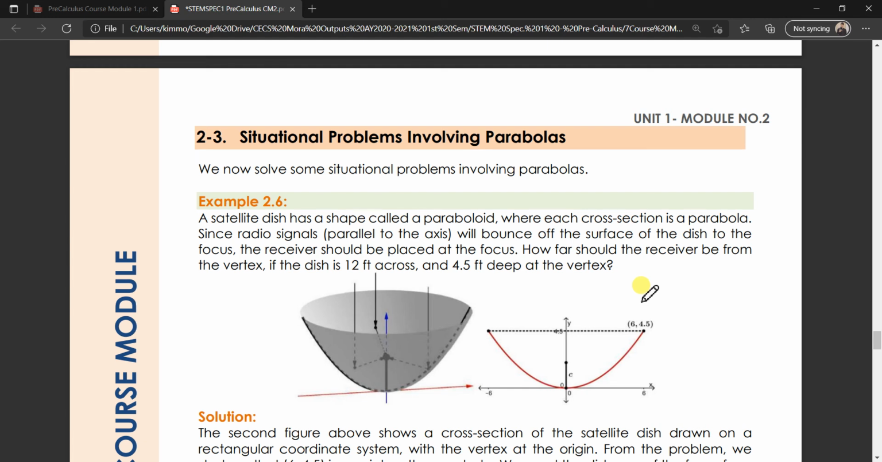Good day and welcome to the part 3 video discussion of module 2, the parabolas. So for this topic, we are going to solve some situational problems involving the parabola.